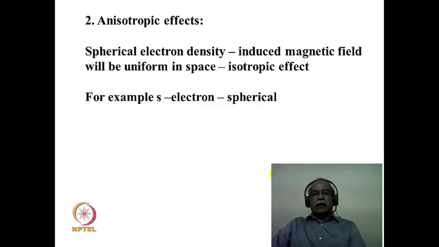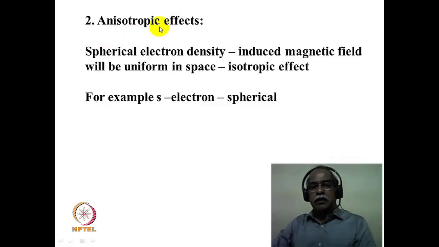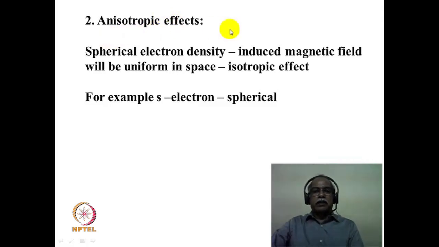Now the second parameter which is responsible is the anisotropic effect. Anisotropy is the non-uniform nature of any property. The second parameter, the anisotropic effect, is responsible for affecting the chemical shift value.